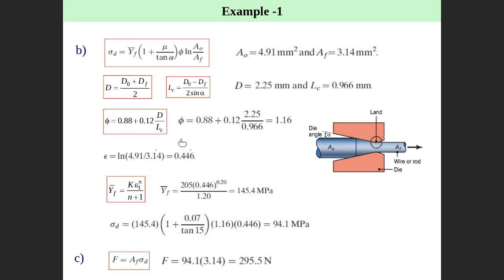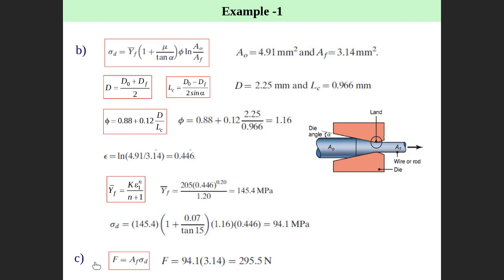Y flow is still not known, so we need to obtain Y flow equals K epsilon^n divided by n plus 1. Epsilon we don't know yet; epsilon equals ln A0 divided by Af. A0 is known, Af is known, so you get epsilon. Then you come back here, apply, and get Y flow. As all factors are now obtained, sigma D can be directly applied here, and you get sigma D equal to this value.